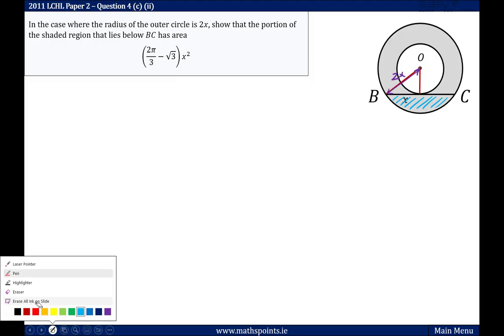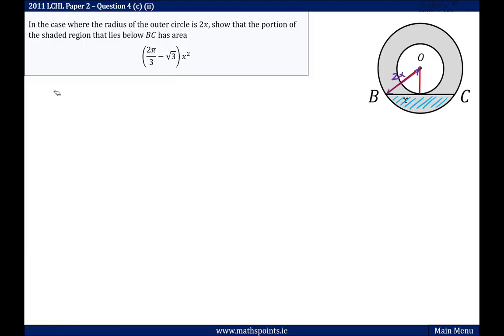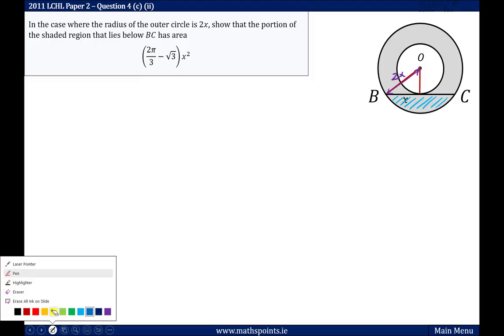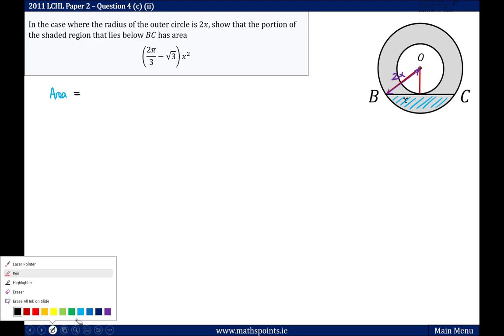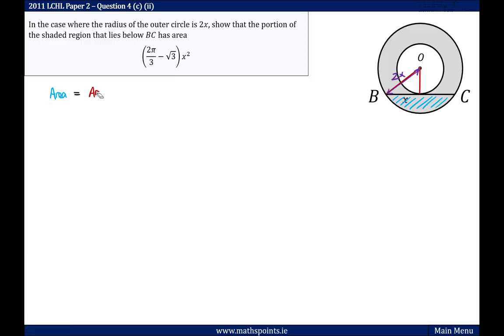Now, how do we find that? Well, let's write down the following. So the area of that region is going to be equal to, and we'll get a couple of different colors here just to highlight, so let's put red, the area of the sector. The sector is from B up to O, down to C, and then down here. So I was coloring that whole sector.